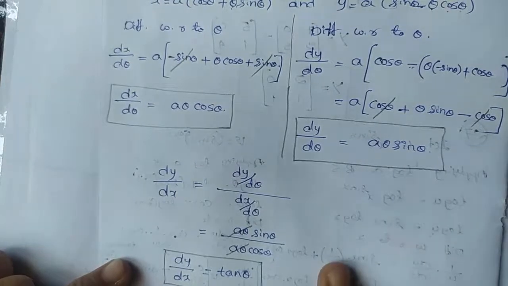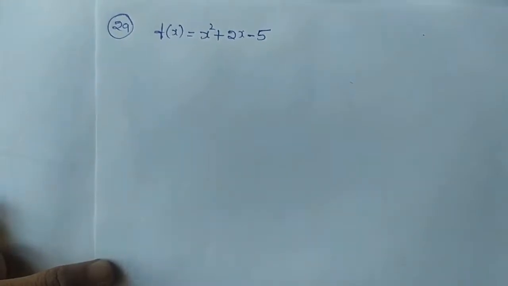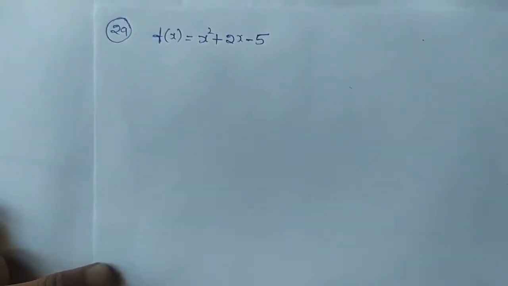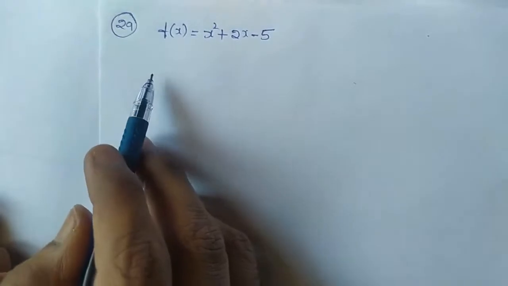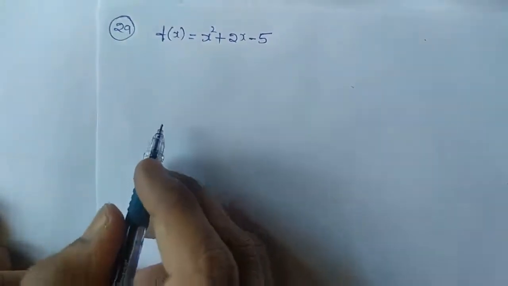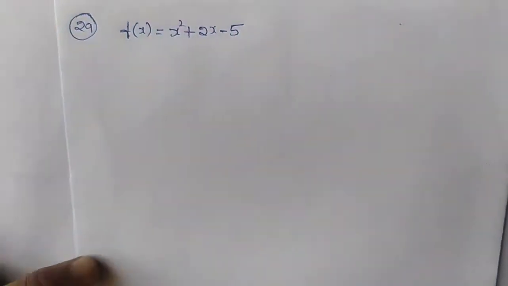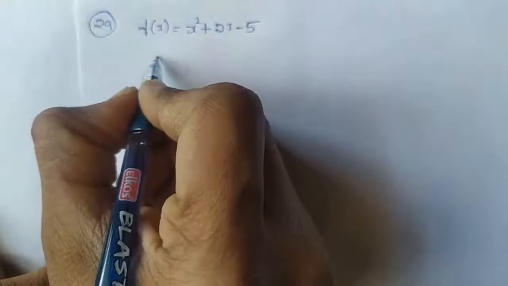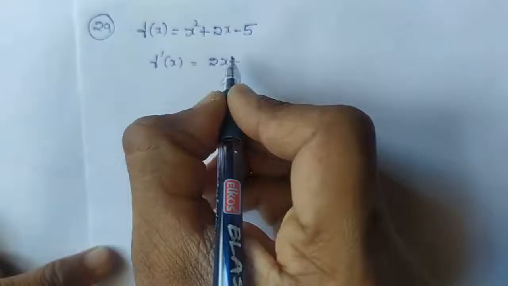Next we will move on to the next question. See the 29th question. Find the intervals in which the function f given by f of x equals x square plus 2x minus 5 is strictly increasing and strictly decreasing. For this function, we have to find the intervals of strictly increasing and strictly decreasing. First, write down the given function f of x equals x square plus 2x minus 5. Find out f dash of x equals 2x plus 2.